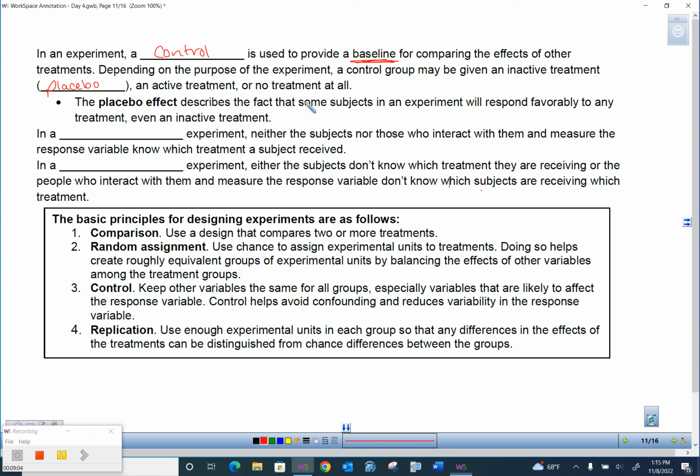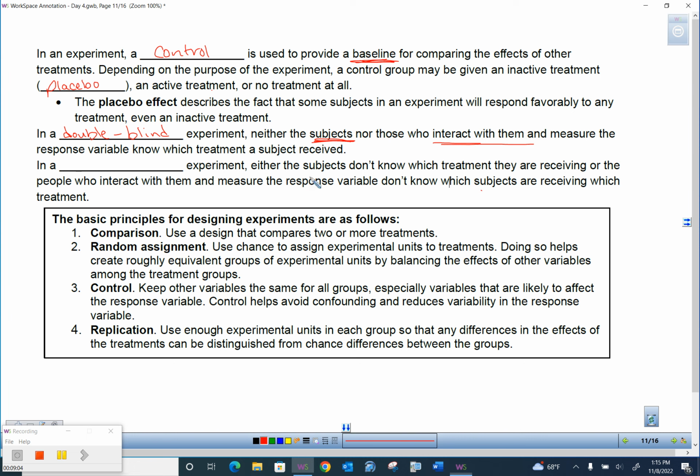Placebo effect, we already talked about that: some subjects in an experiment will respond favorably to any treatment, even an inactive one, just because of mindset. In a double-blind experiment, neither the subjects nor those who interact with them and measure the response variable know which treatment a subject receives. So this is a type of blinding where neither the subjects, nor those people who are collecting the data, know about the treatments. That's called a double blind experiment.